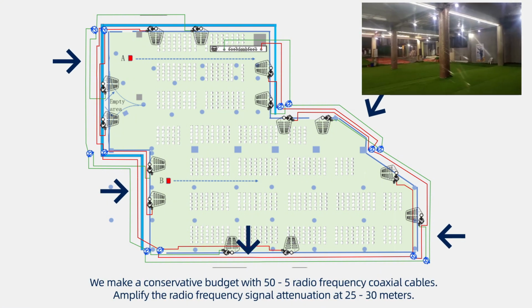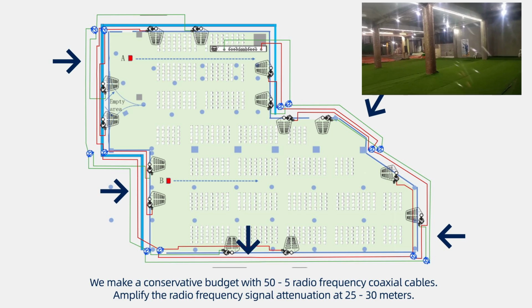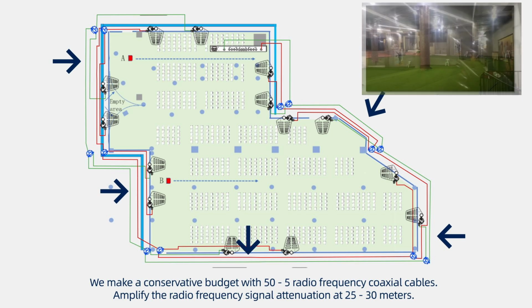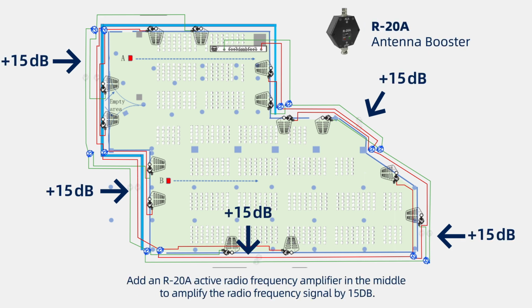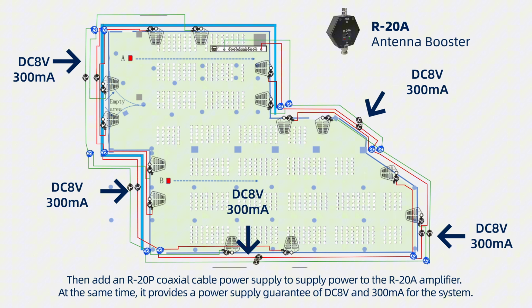We make a conservative budget with 50-5 radio frequency coaxial cables. To offset the radio frequency signal attenuation at every 25 to 30 meters, add an R20A active radio frequency amplifier in the middle to amplify the radio frequency signal by 15 dB. Then add an R20P coaxial cable power supply to supply power to the R20A amplifier. At the same time, it provides a power supply guarantee of DC 8 volts and 300 mA for the system.